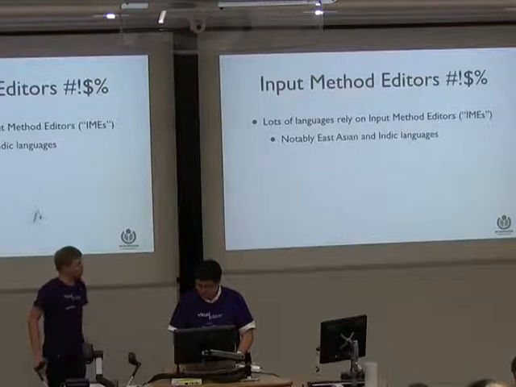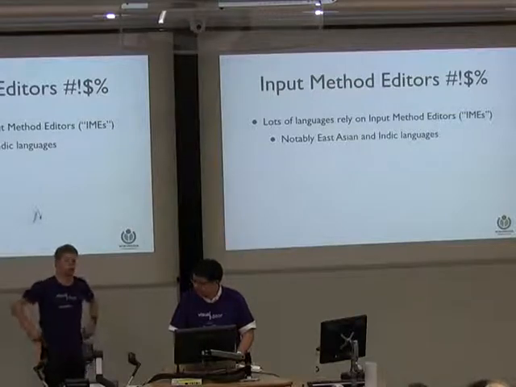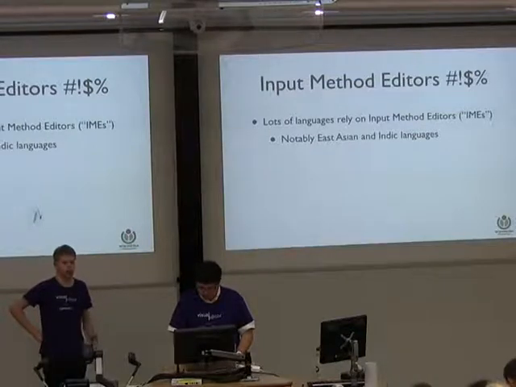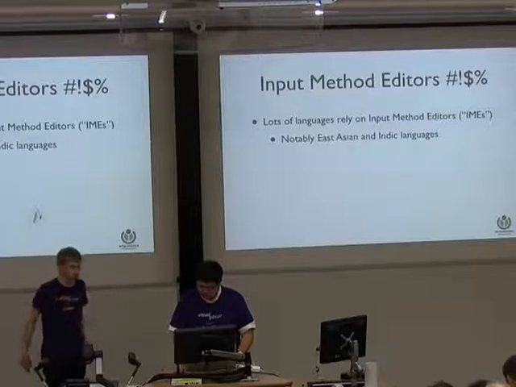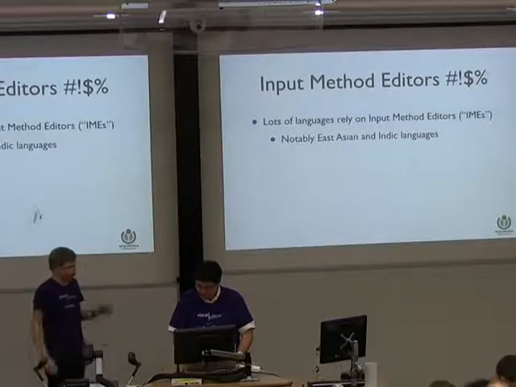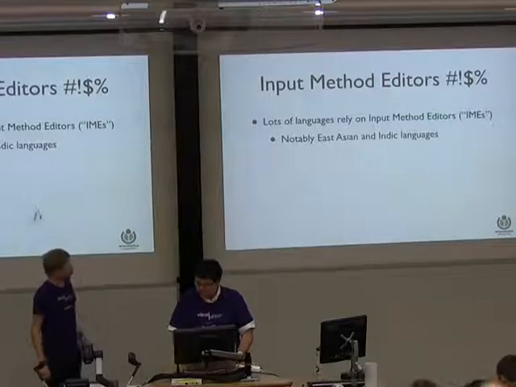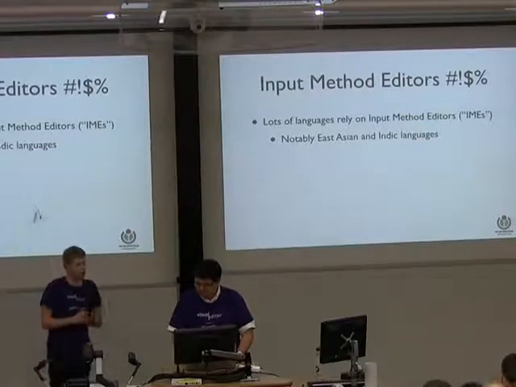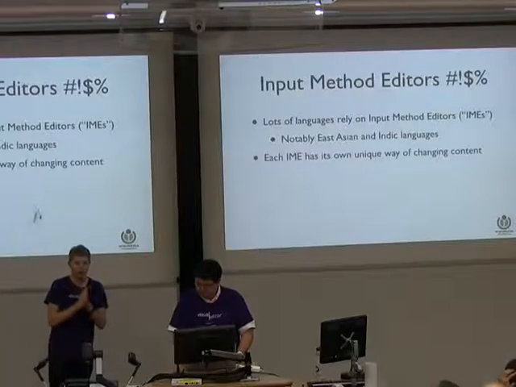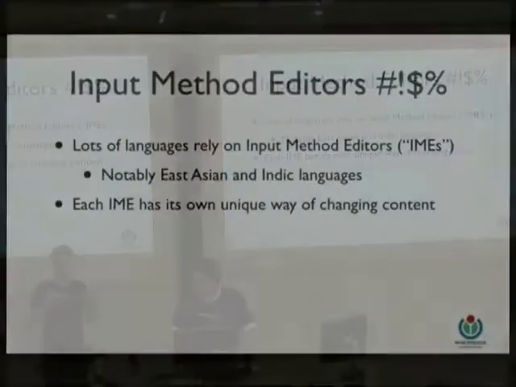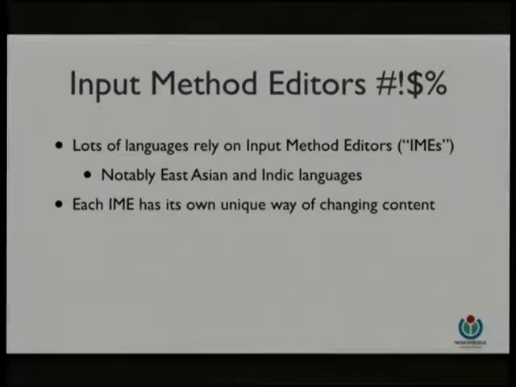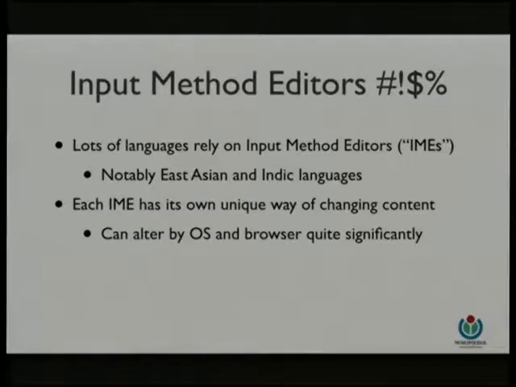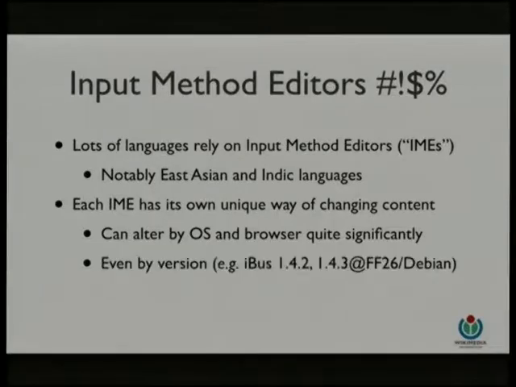And Indic languages use alphabets that are nothing like a Latin one and tend to also use a Latin keyboard, where they're basically a software that allows you to type in Latin and it gets converted to your target language somehow. So the main problem with IMEs for us is that each IME has its own unique special snowflake way of changing the content in the contenteditable surface and emitting events that tell you what happened. These event patterns can differ by operating system and by browser quite a lot. They can also differ by minor version of the IME implementation.